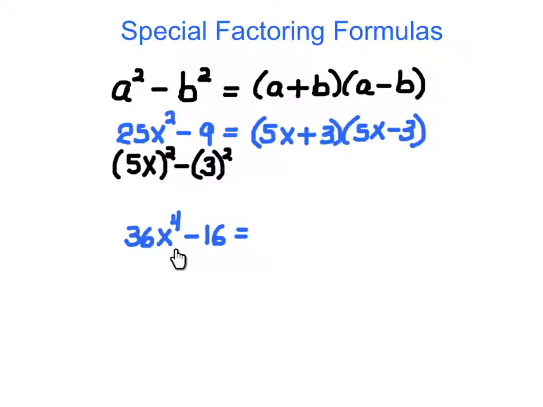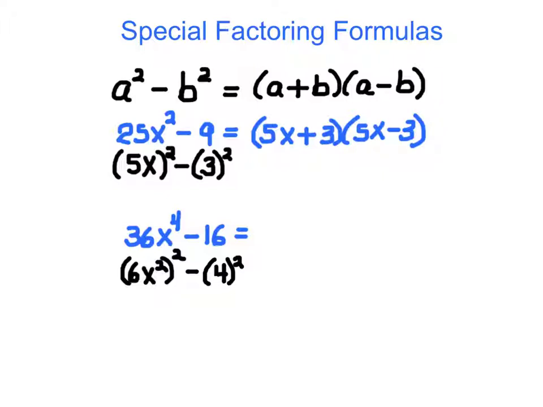Here we have another example. It's the difference of two terms. The first term is a perfect square. 6 times 6 is 36, so 6 squared is 36, and x squared squared is x to the fourth. In other words, if you multiply x squared times x squared, you get x to the fourth. So 36x to the fourth is a perfect square of 6x squared. 16 is also a perfect square. It's equal to 4 squared.